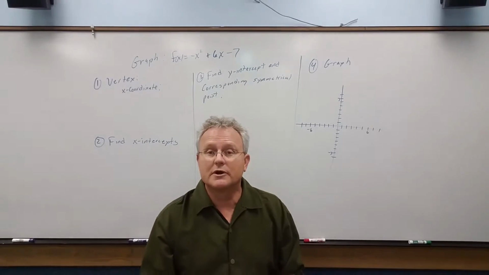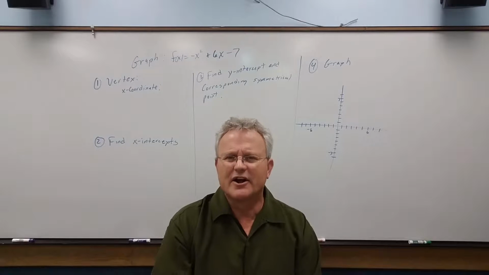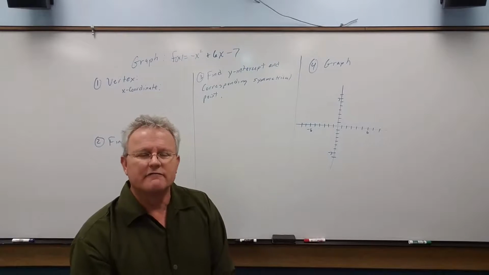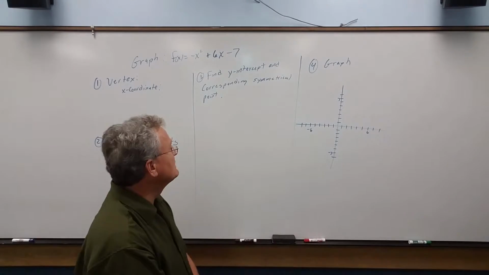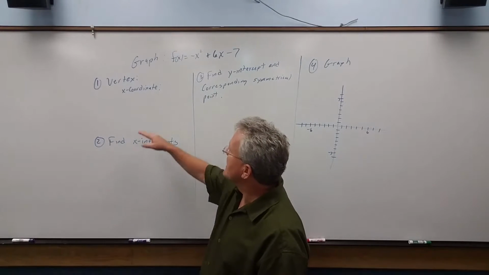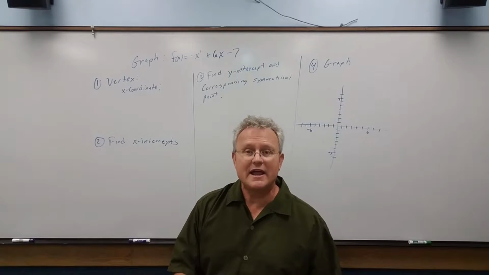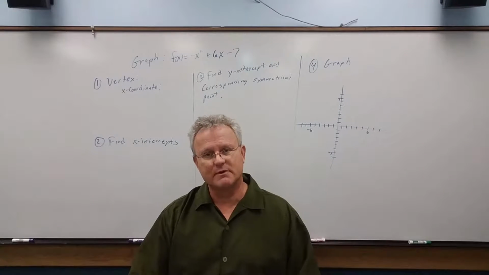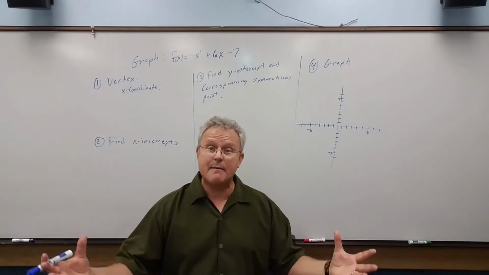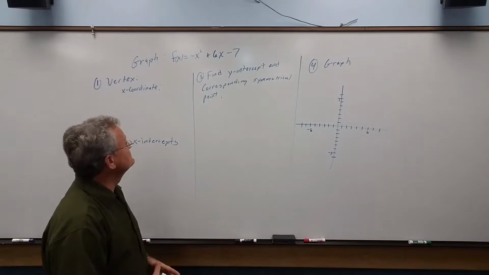Okay, in this example, we're going to do a complete, precise graph of a quadratic function, or a parabola. When I say complete, what I mean is we're going to find the vertex, the x-intercepts, the y-intercept and its corresponding symmetrical point, and then graph. It's a nice capstone of all the stuff we've learned with quadratic functions.